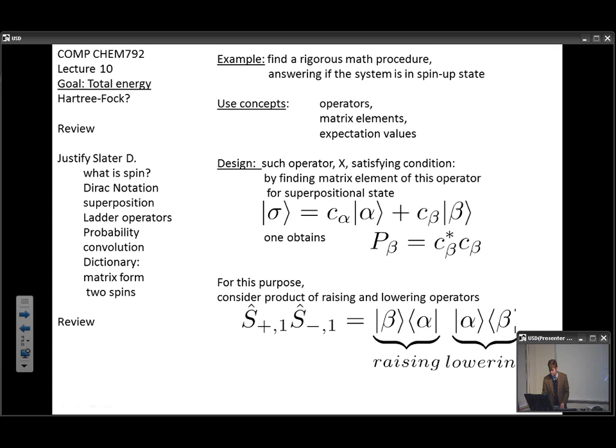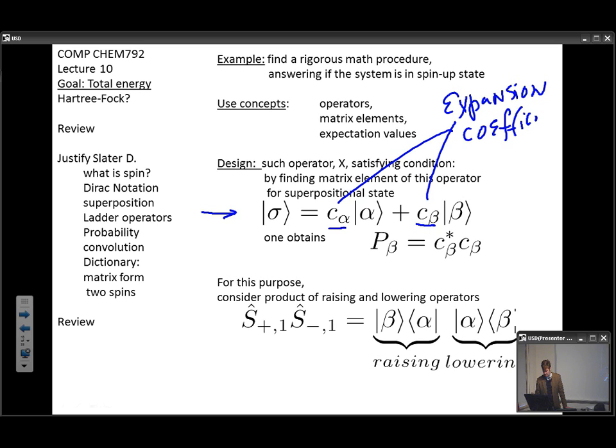Let me reformulate it once again. So we do have a spin state, a quantum state in the basis of two states with two expansion coefficients. And we need such a procedure that will take this vector and get this answer. Some rigorous procedure.